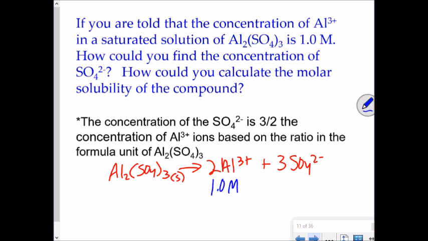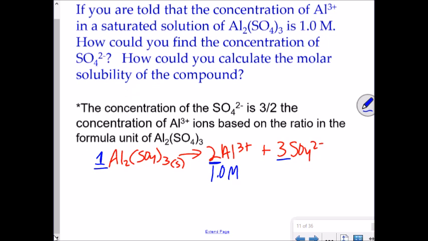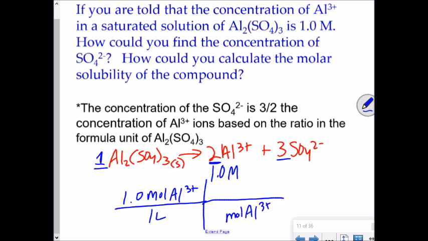Should be able to go backwards and forwards in any part of the equation. So for every 2 of these, how many of this do we have? 1, right? And we have 3 of those. Okay? So once again, you could set it up using a stoichiometry chart. You could do 1.0 moles of my aluminum per 1 liter. Now, moles of aluminum going to moles of, the first question was going to sulfate, right? Moles of the sulfate. So, using our stoichiometry here, what's that going to be?